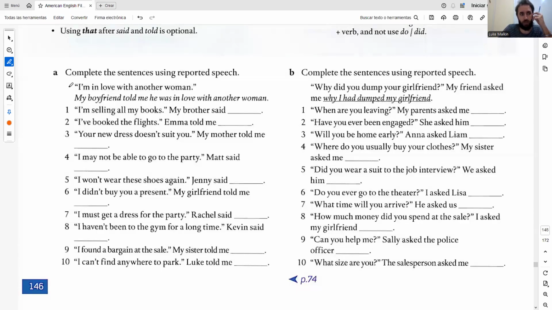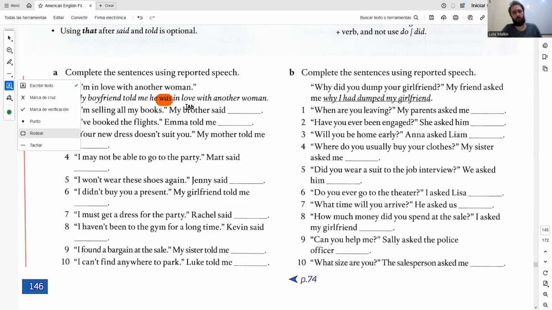10 questions. Example, I'm in love with another woman. My boyfriend told me he was in love with another woman. Okay. Complete the sentences using reported speech. There are 10 questions. Pause and complete. Now, there is not so much space here, but I will do my best.